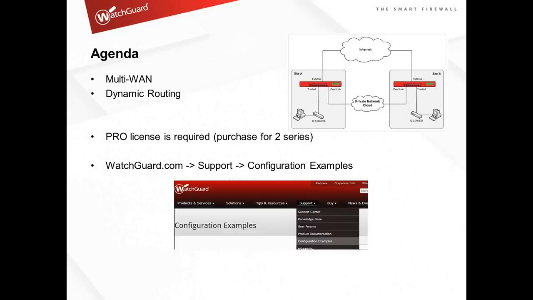So the majority of what we're going to talk about today with multi-WAN is going to require the Pro upgrade. Now, anything 3 series and above is going to go ahead and ship out with a Pro upgrade. If you have branch offices with a 2 series, you'll want to contact either myself or your territory sales manager, and definitely look at getting the purchase for the Pro upgrade.